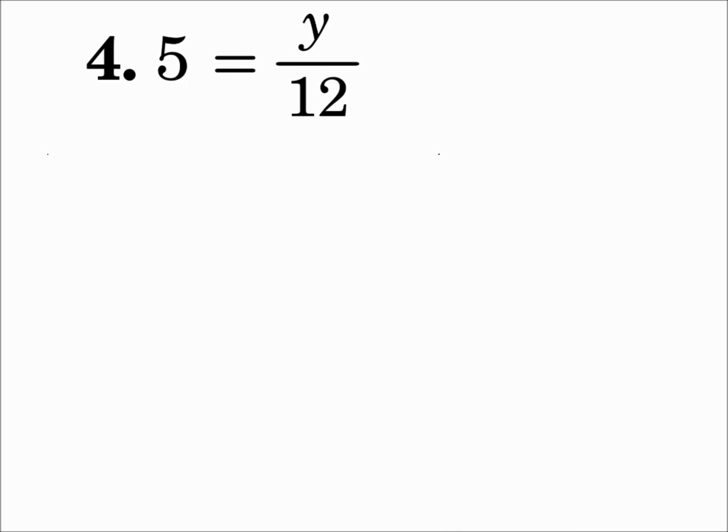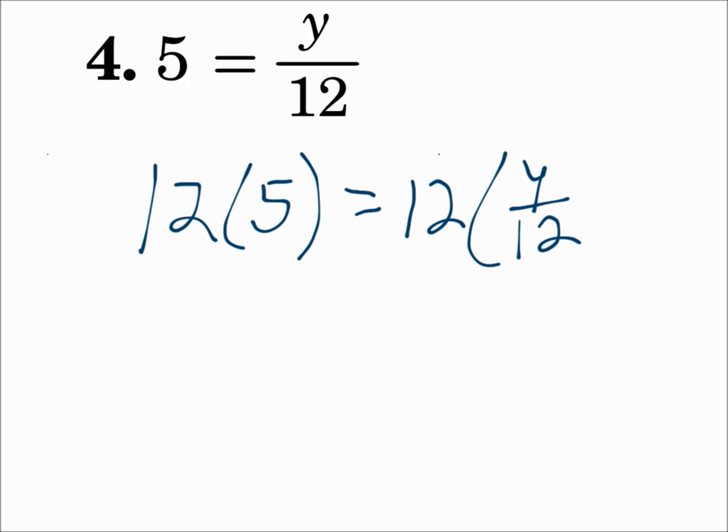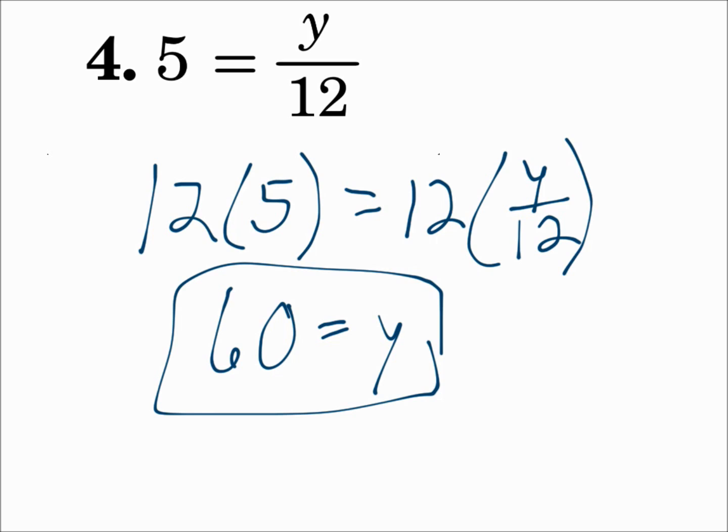Number 4. 5 equals y over 12. That's y divided by 12. To get the variable by itself, do the opposite and multiply both sides by 12. 12 times 5 is 60. And when you divide by 12 and multiply by 12, they cancel out, leaving the y. Always do the opposite operation, and that will cancel the number out.